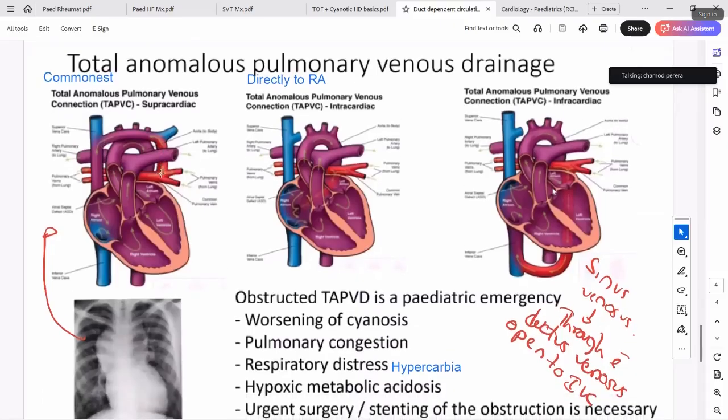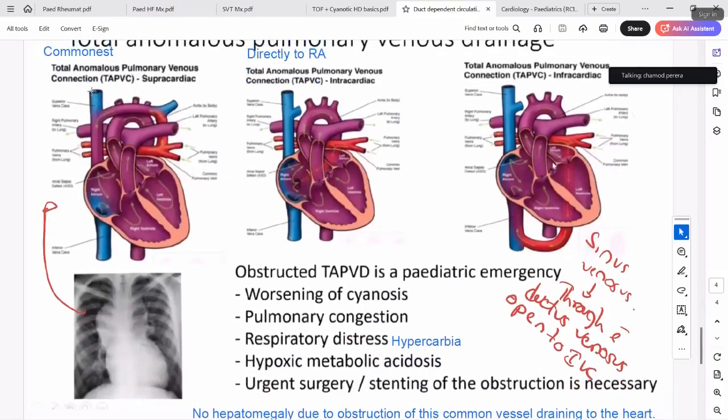This is not a duct dependent circulation. So here this is the SVC, and the drainage from both lungs will be going to this SVC, right? So this is the other type, the intrathoracic one. That is what we are mostly familiar with in this particular diagram, where all 4 pulmonary veins will be draining to the right side instead of the left side, right? So these are the openings.